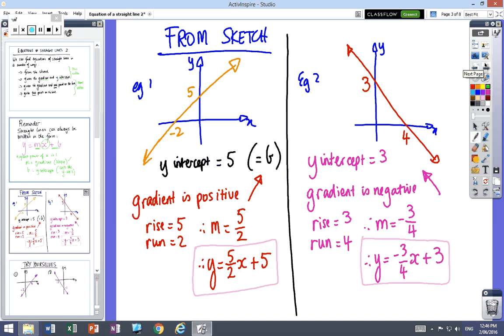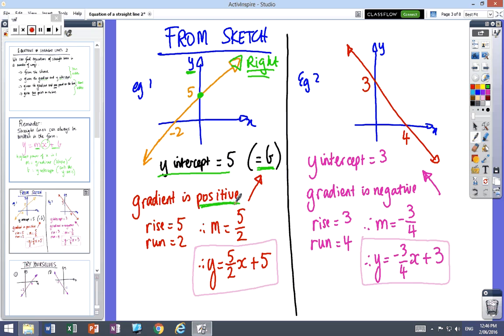Okay, so let's have a look at a couple of examples, and I've done them in advance. This first line is going up to the right-hand side. There's the y-axis, and that number there is where it crosses the y-axis. So straight away, we can say that the y-intercept is 5, and that's the letter b. Now, it's heading up to the right, so that's defined as a positive gradient.